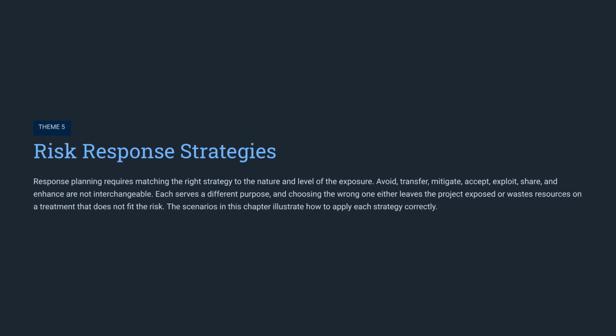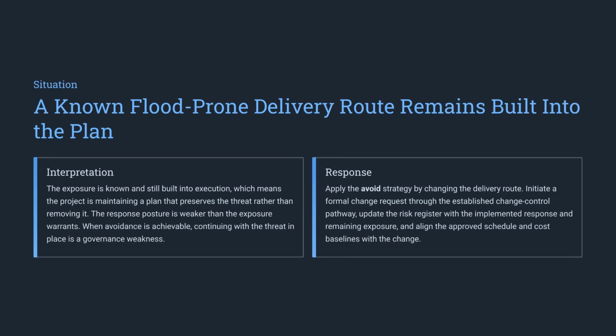Moving to our fifth theme, let's explore risk response strategies. Success depends on matching the right strategy to the nature and level of your exposure. Choosing incorrectly can leave the project vulnerable or waste valuable resources. In this situation, a known flood-prone route is still in the plan. Continuing with a known threat is a governance weakness. The response is to apply an avoidance strategy by changing the route and updating your baseline documentation.